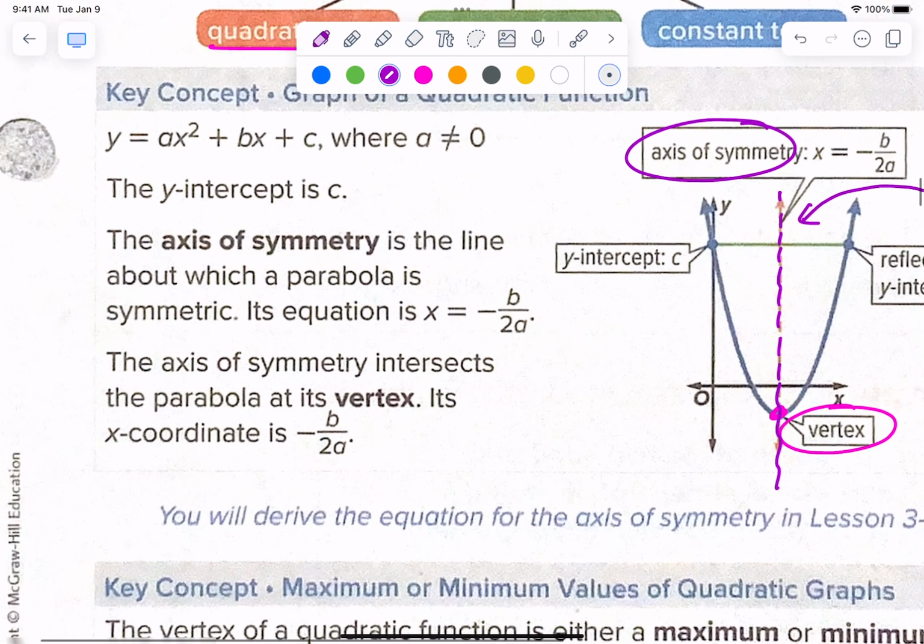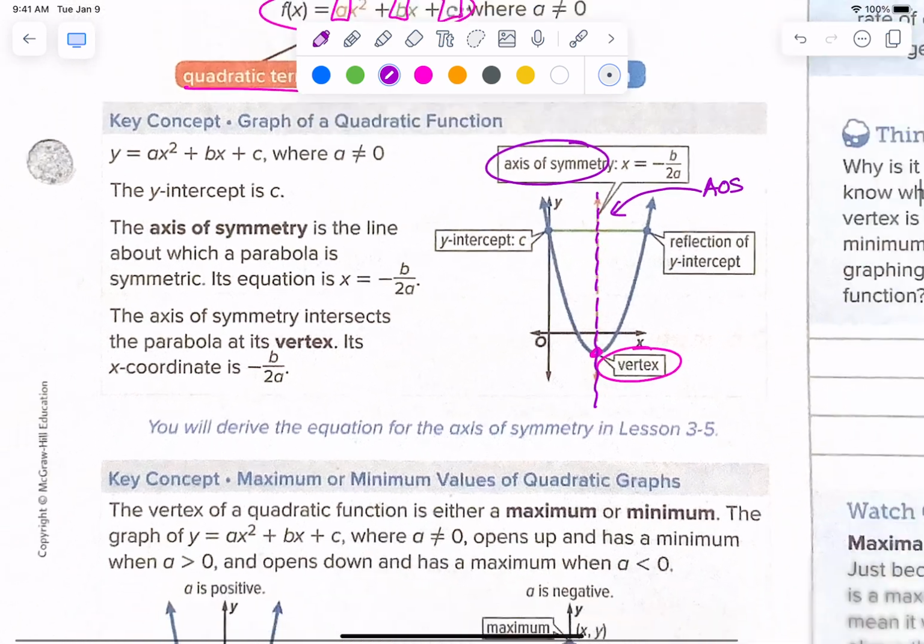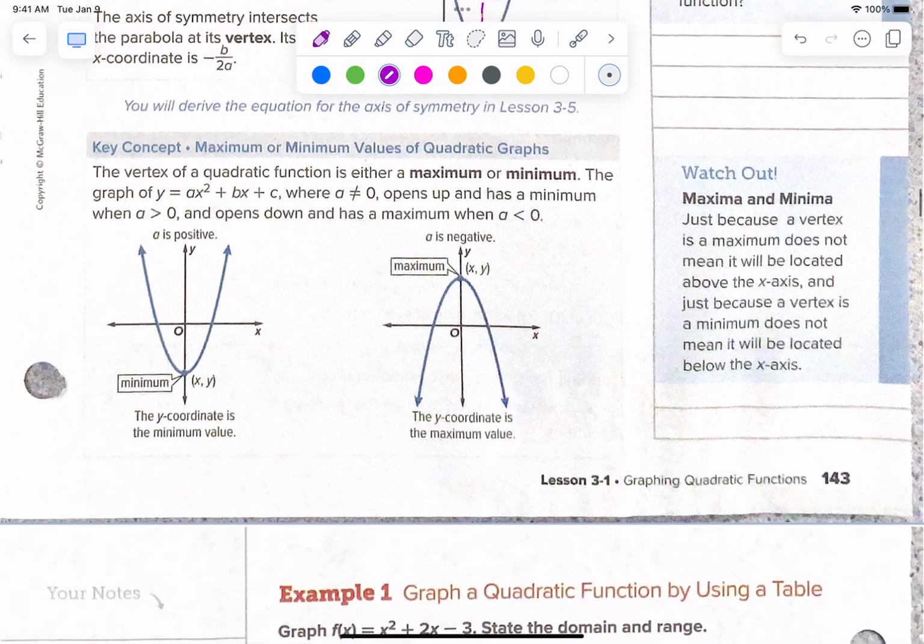All right, axis of symmetry, all of those things. Yeah, all of those things. Okay. All right, let's dive into a problem here. Oh, okay. Another thing.